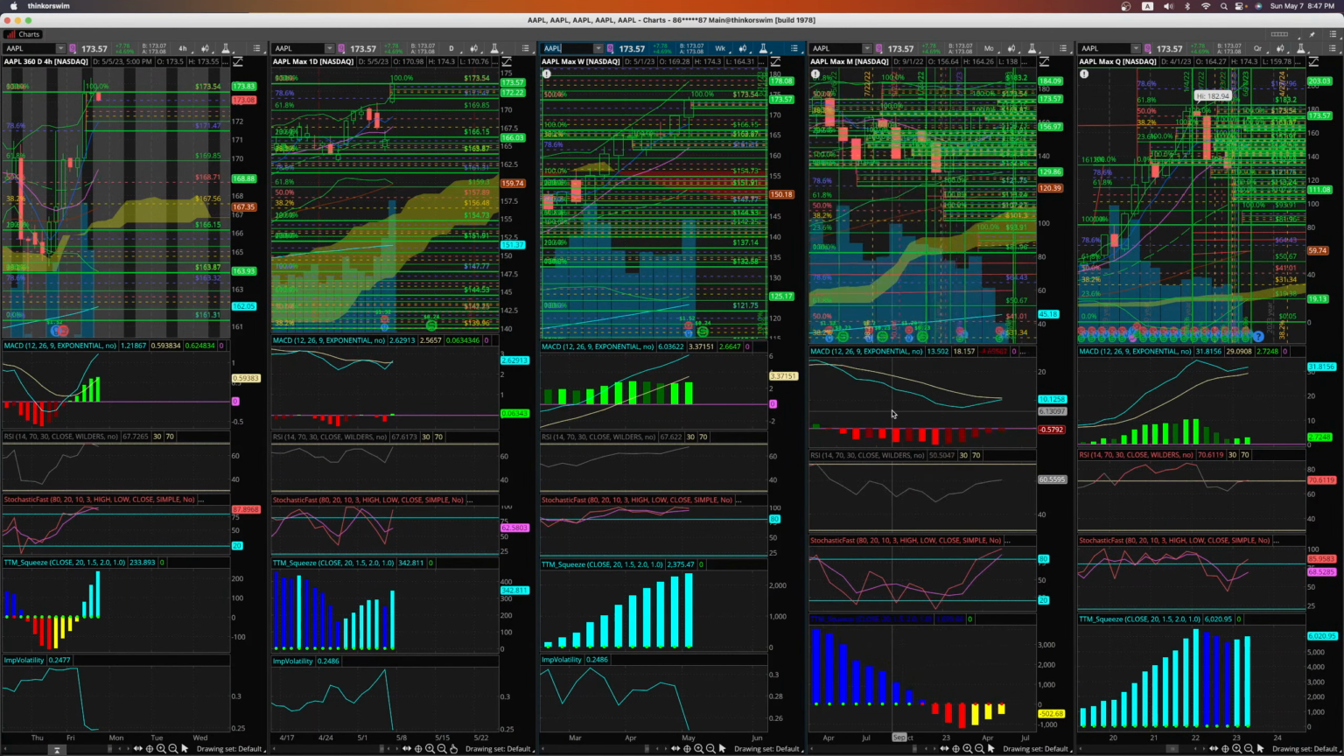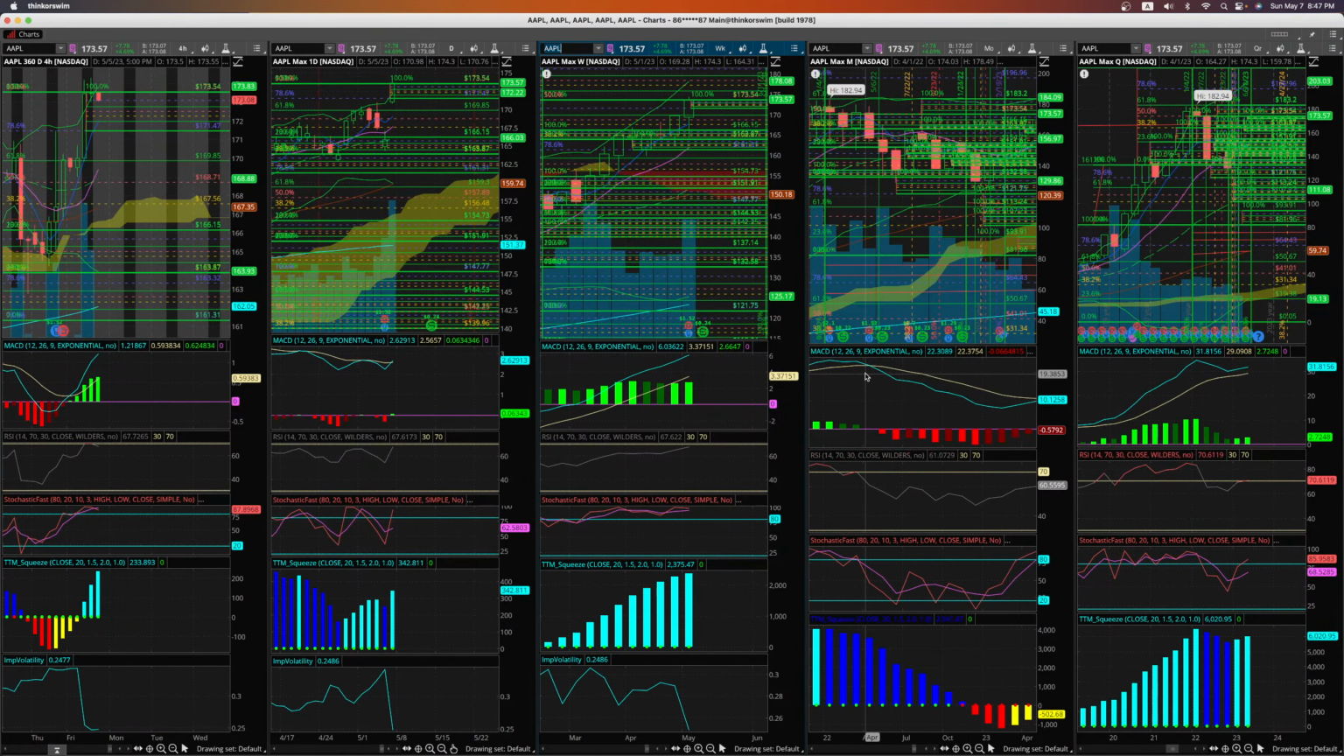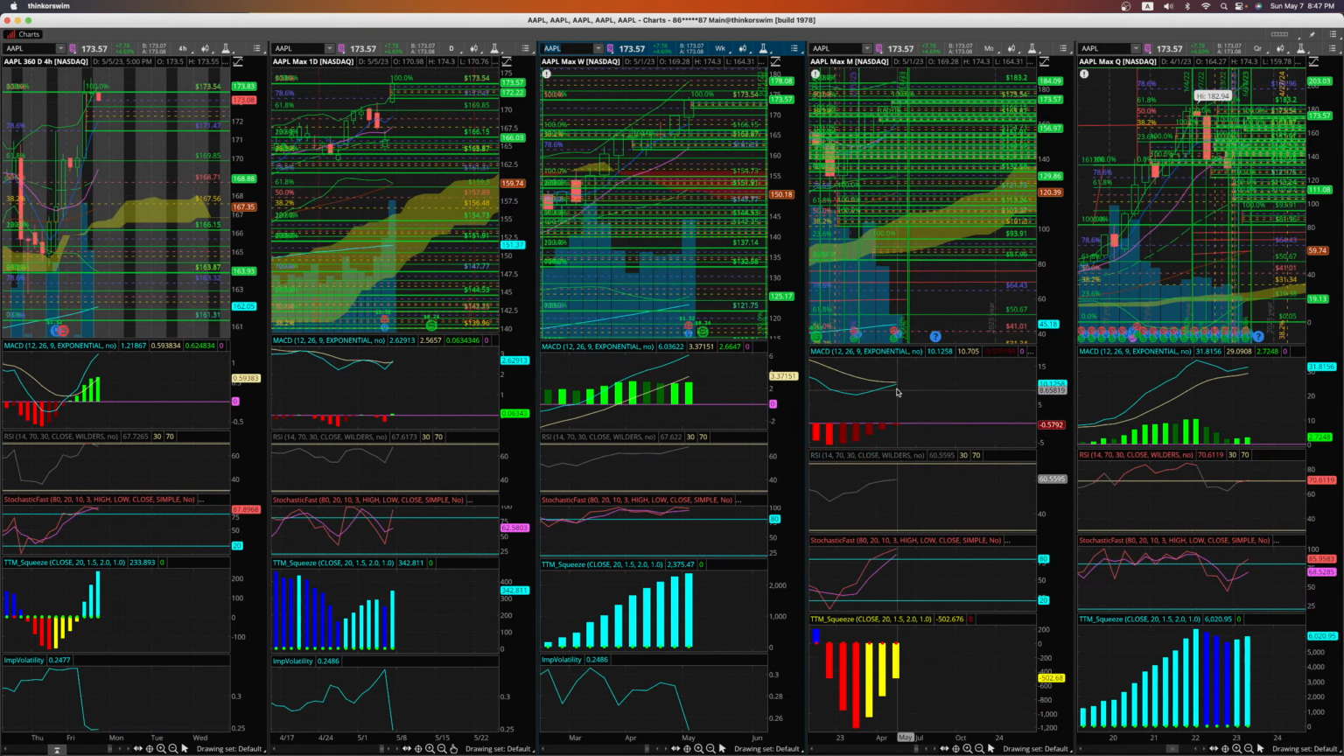And what's interesting about Apple is that right now the monthly MACD is about to golden cross. If that happens this month or next month, it needs a little jump up past the all-time high. If that happens, it's going to be a crazy trend, and 200 is possible. Why is Apple bullish? You can see here the red bar turning to yellow. So that's the simple way: you want to pay attention to the changing color of the bars on the TTM squeeze and MACD.